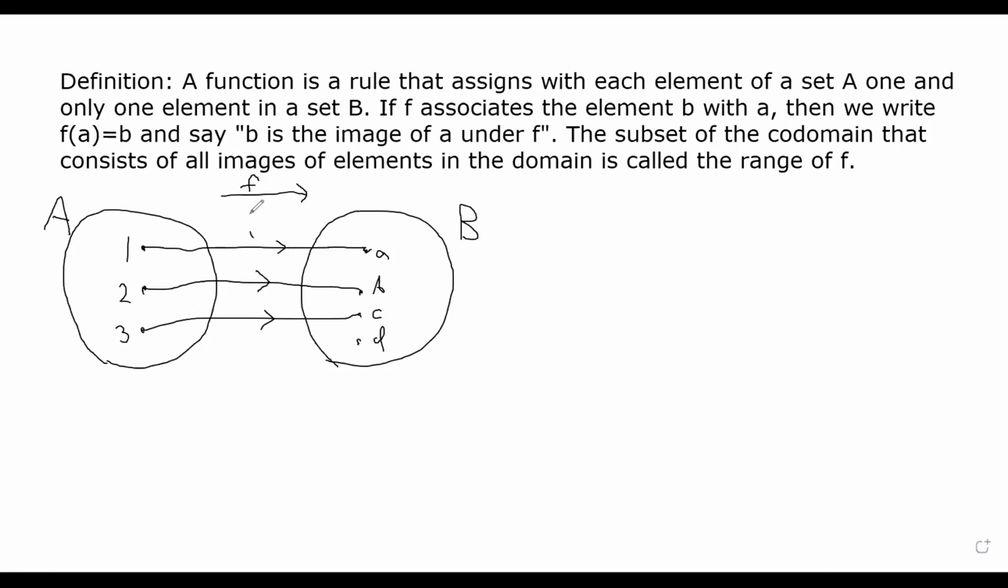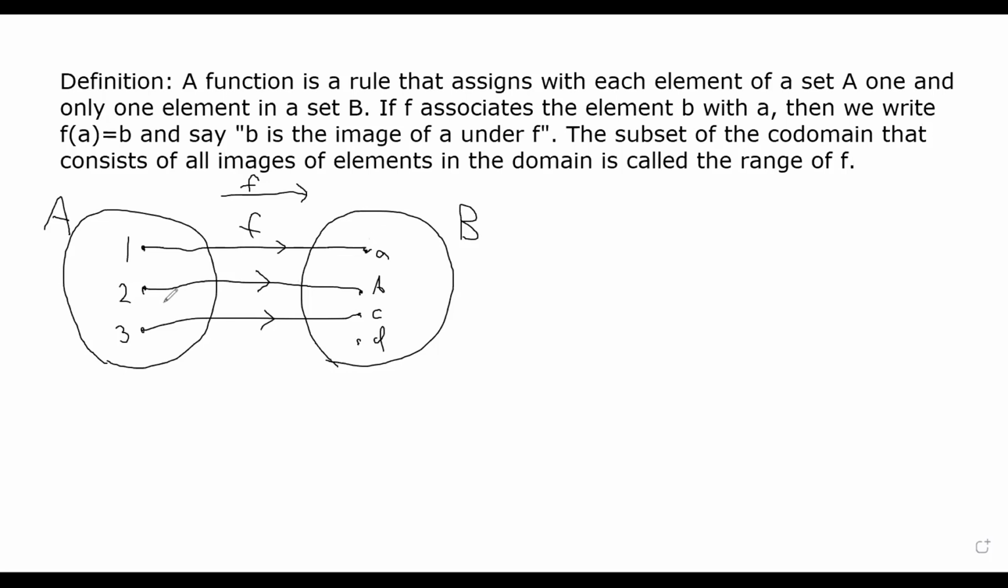And so what F does is it maps 1 to A, 2 to B, and 3 to C. And 1, 2, 3 are in set A, and A, B, C, D is in set B. So this F is a function, a rule that assigns to each element of a set A one and only one element in the set B. So notice how 1 is assigned one and only one element in set B. It's assigned little a. So 1 is assigned only little a.